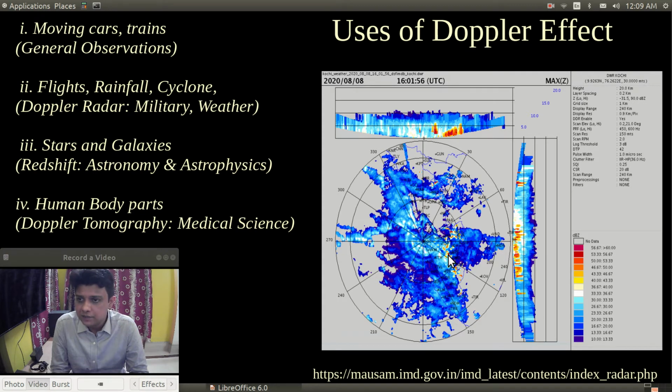Now Doppler effect is heavily used for astronomy and astrophysics, where we measure the Doppler effect for stars and galaxies to understand how the universe is expanding, or the local galaxies are coming closer to each other. So that's a part of astronomy and astrophysics, and it is also used in medical sciences, where Doppler tomography is performed to understand whether there exists any anomaly in the human body or not.